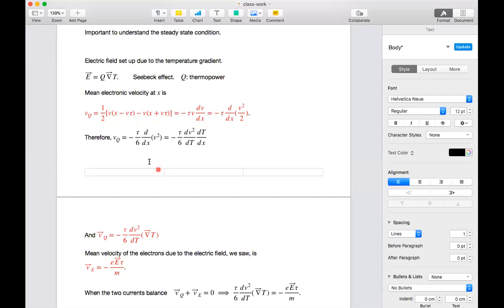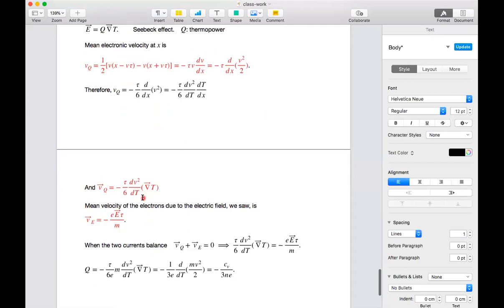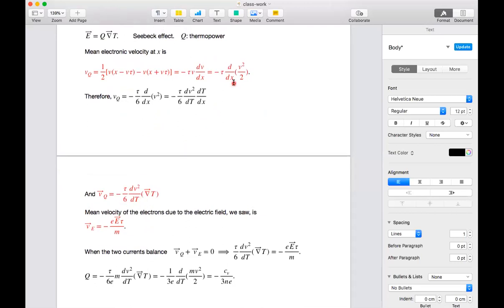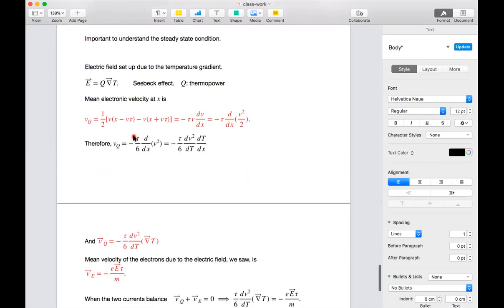So therefore, again, this v squared is written as 1/3 of the average velocity in a three-dimensional solid. So then vq is minus tau over 6 d/dx of v squared, and this d/dx of v squared is written as dv squared/dT and dT/dx. So that is simple. How is it tau over 6? This factor of 3 comes from this one. I showed you earlier, this one. Oh, achha. See, this mean velocity in a three-dimensional solid is what we get from equipartition, right? Yes, okay, fine. Okay.